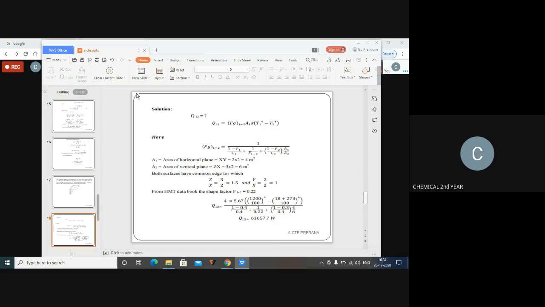A2]. Okay, here what they have given is A1 is equal to area of horizontal plane, that is equal to xy, that is equal to 2 into 2, 4 meter square. The same as for A2, area of vertical plane, that is equal to zx, that is equal to 3 into 2, that is equal to 6 meter square. Then for both the surfaces, we have a common edge for which z divided by x is equal to 3 by 2, that is equal to 1.5, and y divided by x is equal to 2 by 2, that is equal to 1.